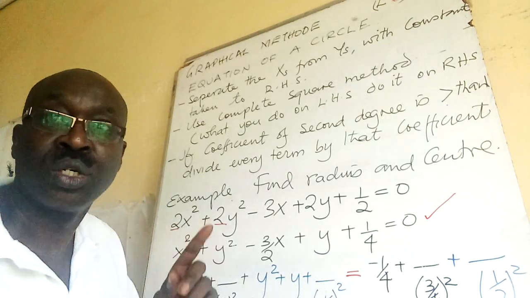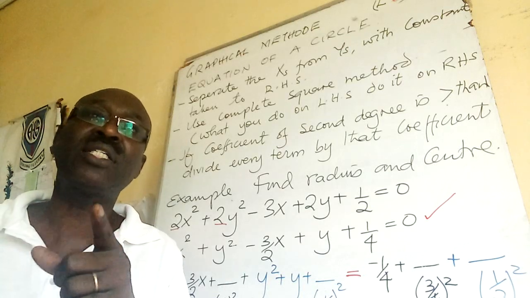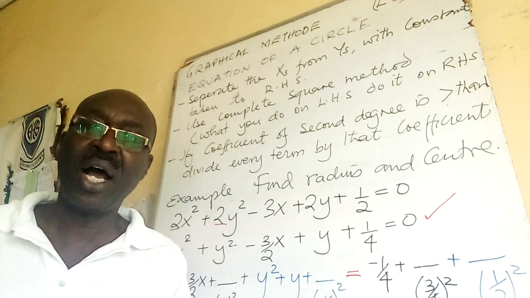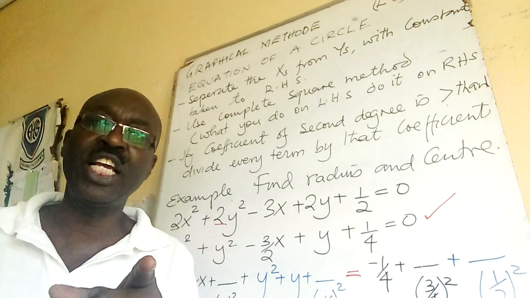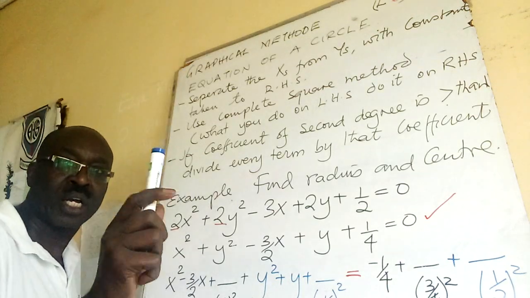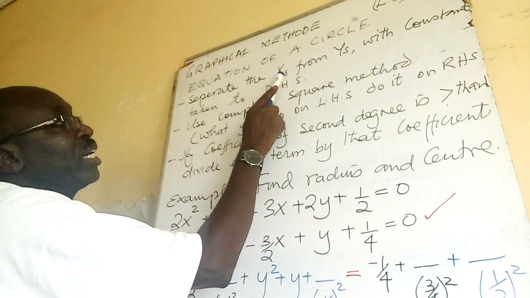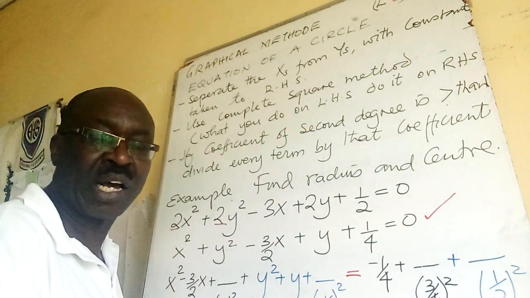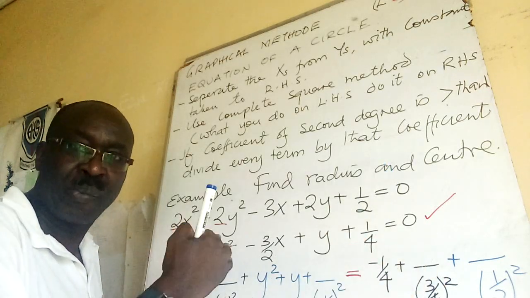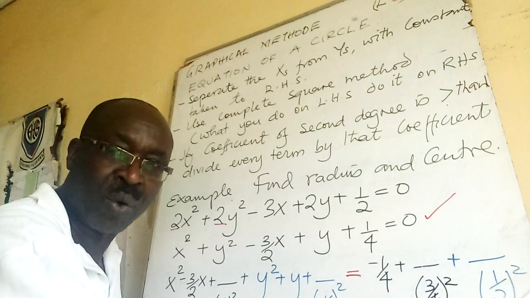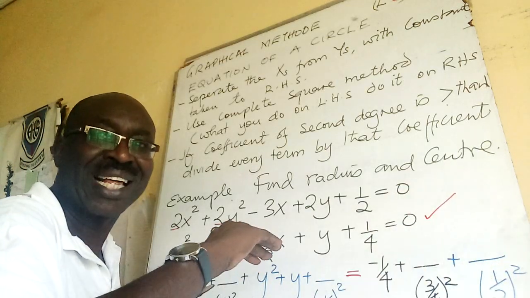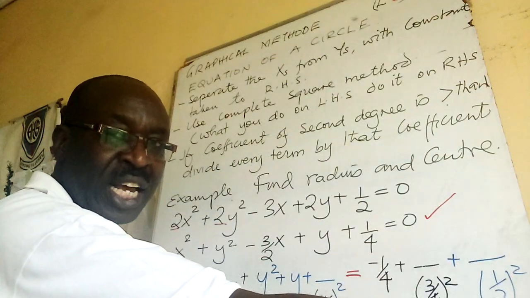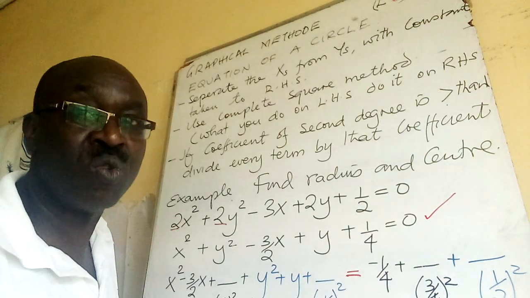Welcome, folks, to our lesson that is going to deal with equation of a circle where the coefficient of second degree is greater than 1. Hints: separate the x's from y's. What has been written in terms of x starts plus a gap, then followed by y plus a gap. Then the constant in the original equation, take it to the right hand side and also give it two gaps.